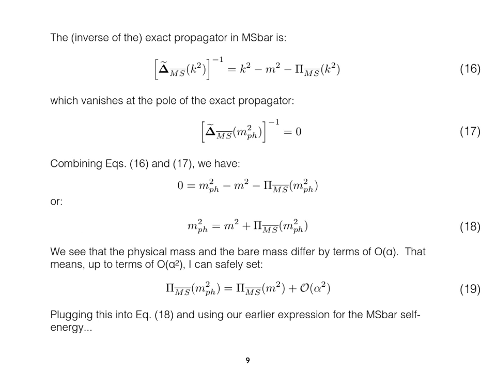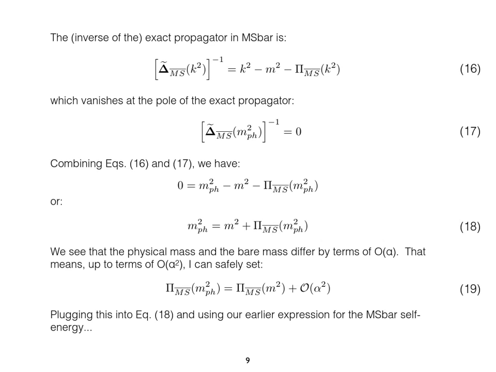Let's look at the exact propagator, but it's a little easier to look at the inverse. I've got k squared minus m squared, and then the contributions from the self-energy in MS bar. We've seen that when we set k squared equals z squared, that is not going to be 0. But if we set k squared equal to m physical squared, the inverse of the propagator vanishes. In other words, there's a pole there.